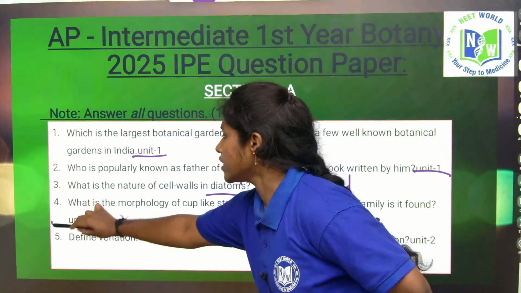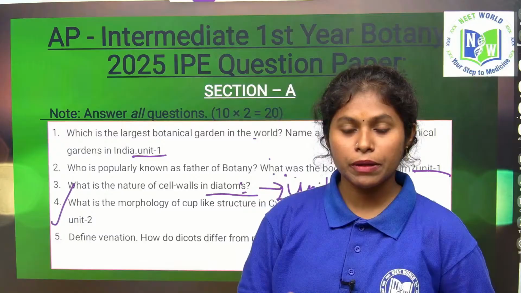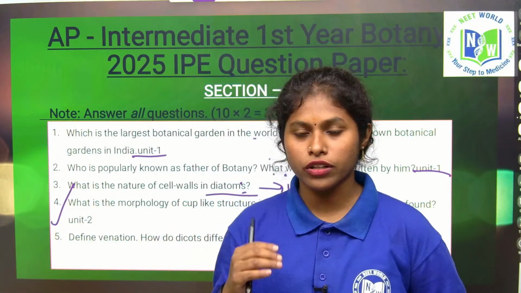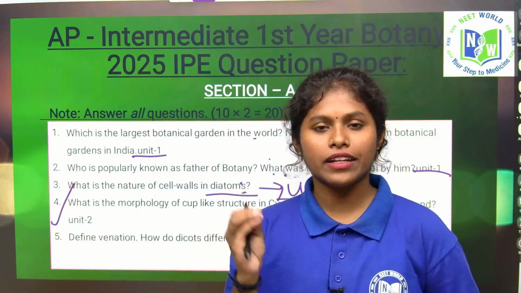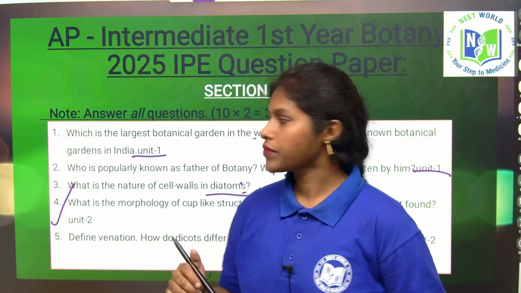Coming to the fourth question, it is unit 2. Sometimes they will give 2, sometimes 1, sometimes 3. There is no choice in the 2 marks, so you have to cover the entire syllabus. If you don't want to lose marks, you will have to read every chapter to cover all the 2 marks.